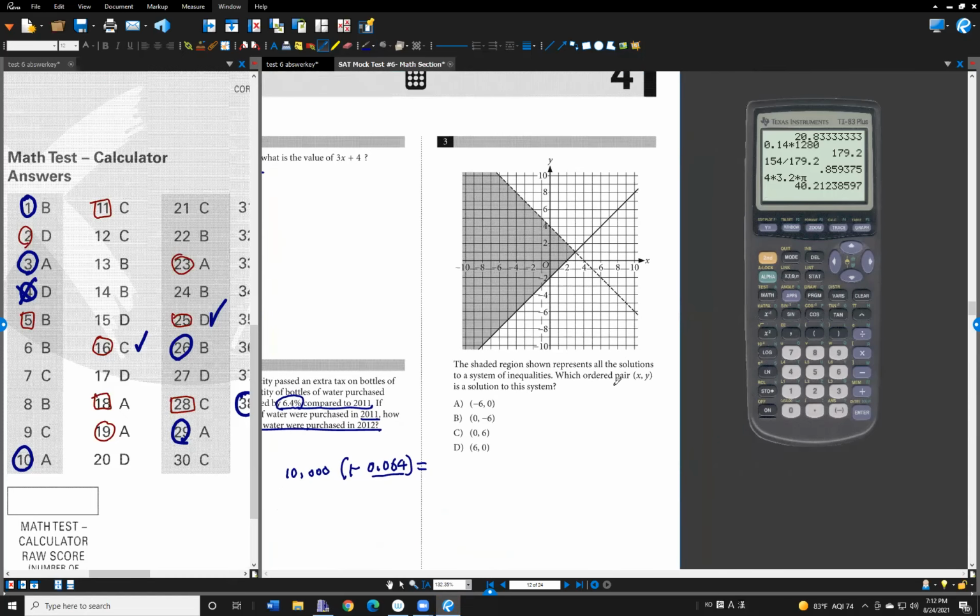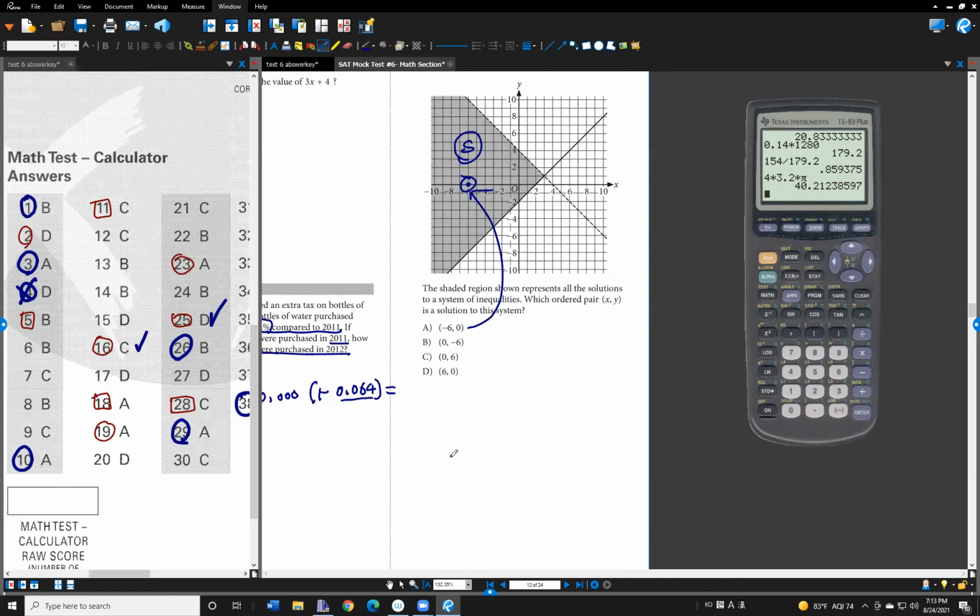Number 3, which ordered pair is the solution? You can see that over here. Negative 6 is 0. Where is the negative 6 and 0? Here. That belongs to the solution. That's it. That's the answer. All right? This over here, that's the solution set. Number 10.